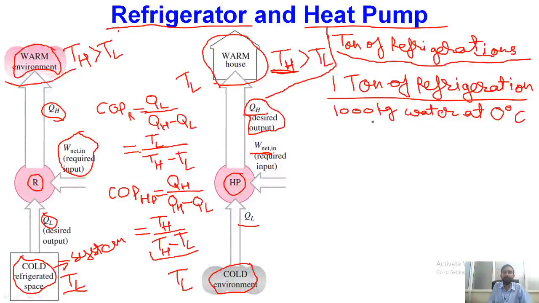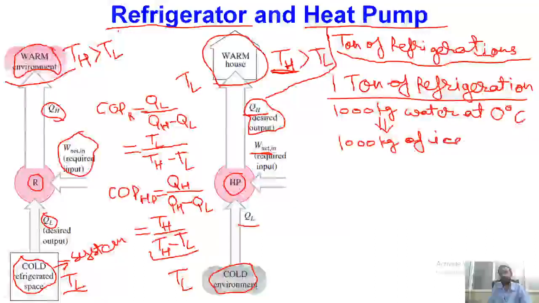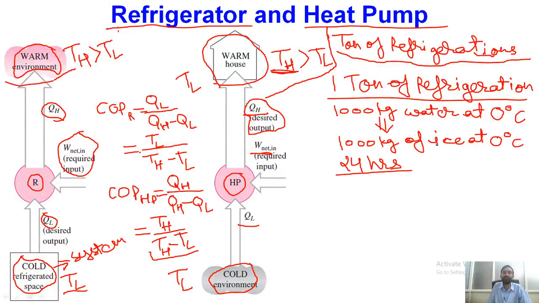Now if we have to convert this 1000 kg of water into 1000 kg of ice, and while converting this water into ice, we maintain the temperature once again at the same value, which is 0 degree Celsius. And if we do this process in 24 hours, then the rate at which we have to remove the energy is what is known as 1 ton of refrigeration.